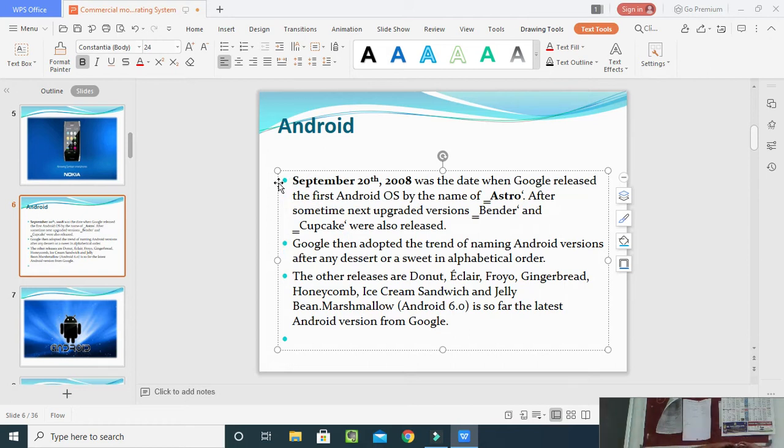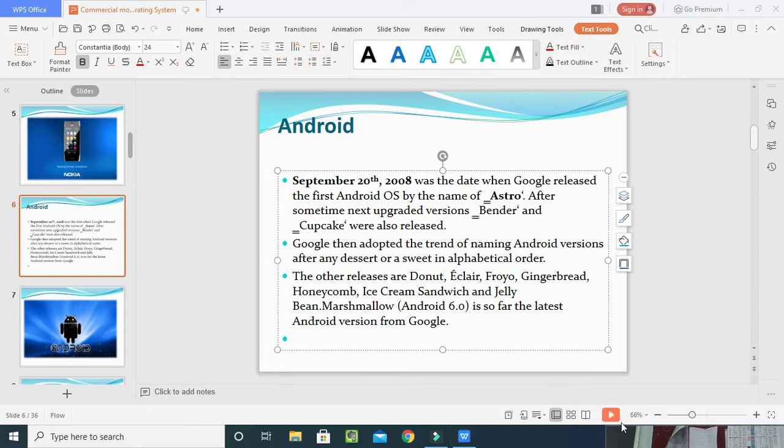September 28, 2008 was the date when Google released the first Android operating system, by the name Astro. After some time, the next upgraded versions, Bender and Cupcake, were also released. Google then adopted the trend of naming Android versions after desserts or sweets in alphabetical order. The other releases are Donut, Eclair, Froyo, Gingerbread, Honeycomb, Ice Cream Sandwich, Jelly Bean, and Marshmallow. Android 6.0 is so far the latest Android version from Google.